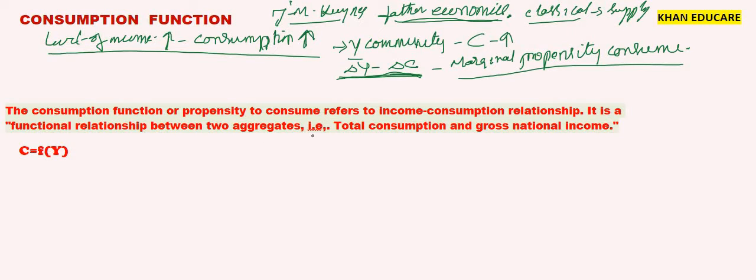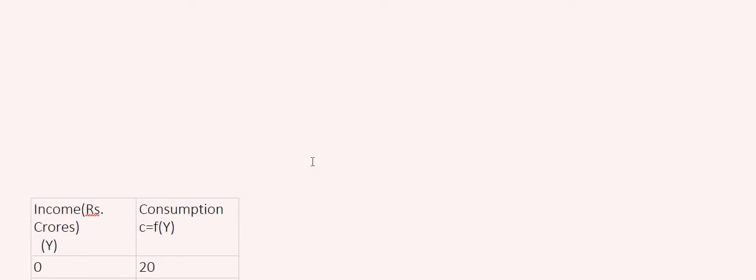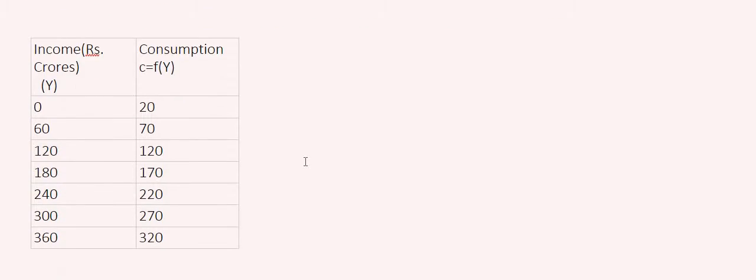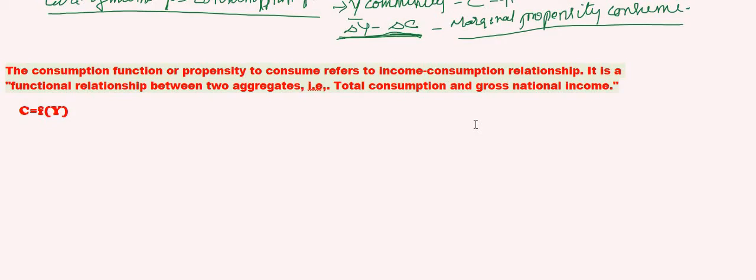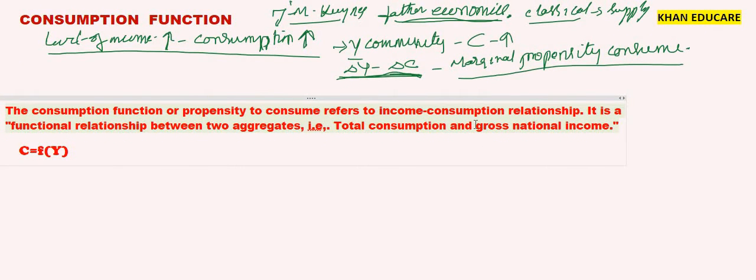Now we are taking a hypothetical schedule to describe how an increase in income leads to an increase in consumption. This is the schedule. We have to know that an increase in income will lead to an increase in consumption. Now we have to move on to the consumption function.